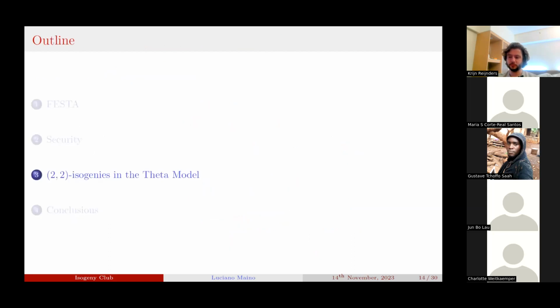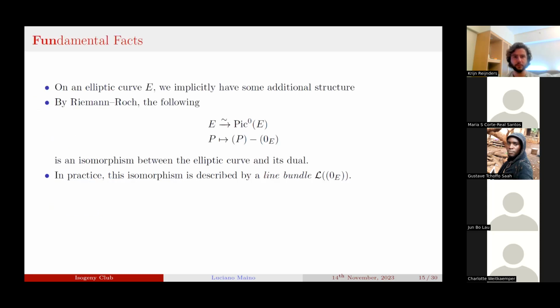Okay, now I'm going to move to the more mathsy side of the talk. Here we talk about how to compute explicitly these 2-dimensional isogenies and how to do so in the theta model. Now I'm going to give you a little bit of intuition for why we need to consider polarizations. When I stated the Kani criterion, I said that we obtain a polarized isogeny, but what's a polarized isogeny?